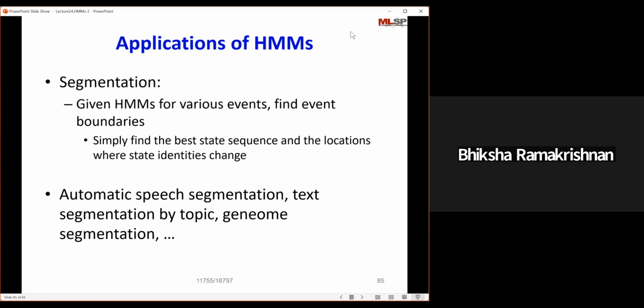So I'll stop right here. The reason I wanted to get through all of this is that I'm going to be building on the HMM concepts when we speak about our next topic, which is Kalman filtering. So I'll stop here, and if you have any questions, I'll take questions.